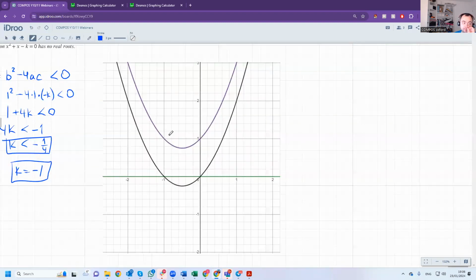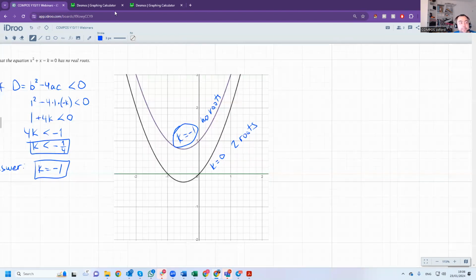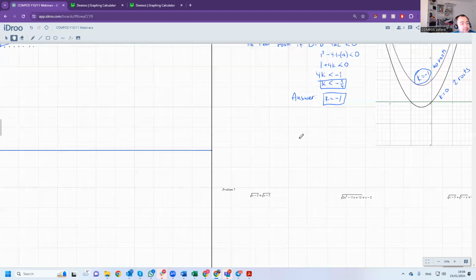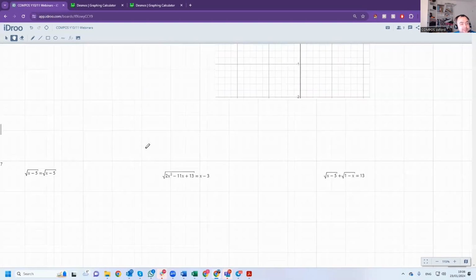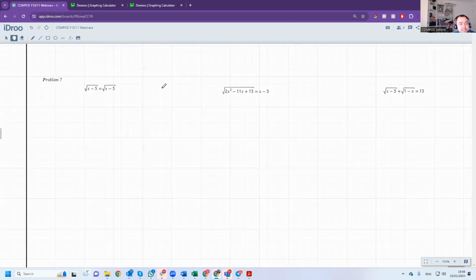If k equals minus 1, no roots. If k equals 0, 2 roots. Therefore, the answer is minus 1. Okay. Now, problem 7.